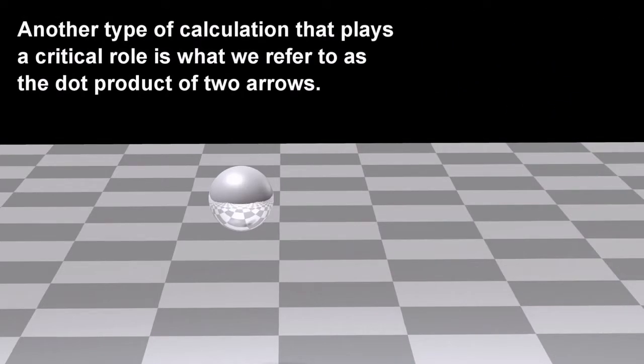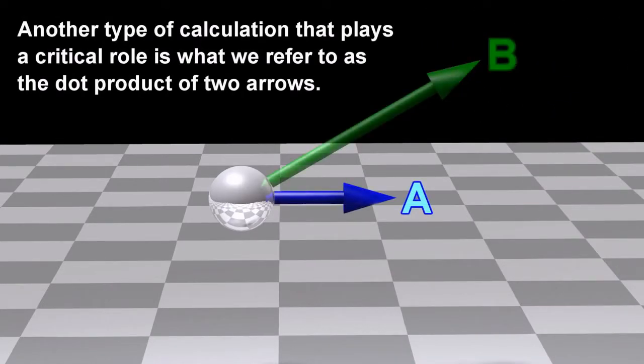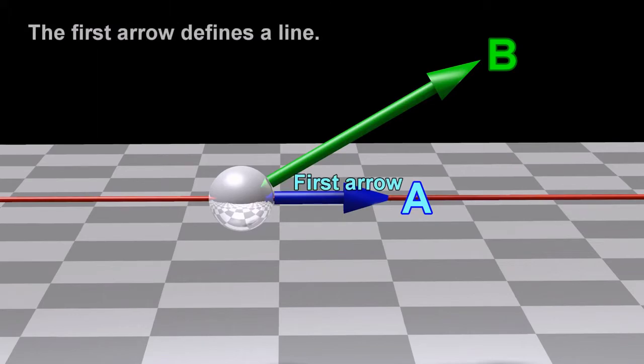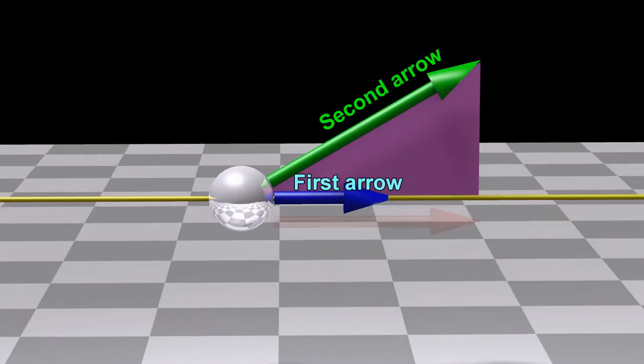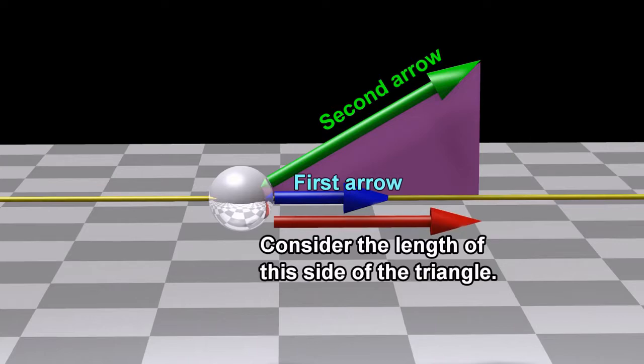Another type of calculation that plays a critical role is what we refer to as the dot product of two arrows. The first arrow defines a line. This line and the second arrow form a triangle. Consider the length of this side of the triangle.